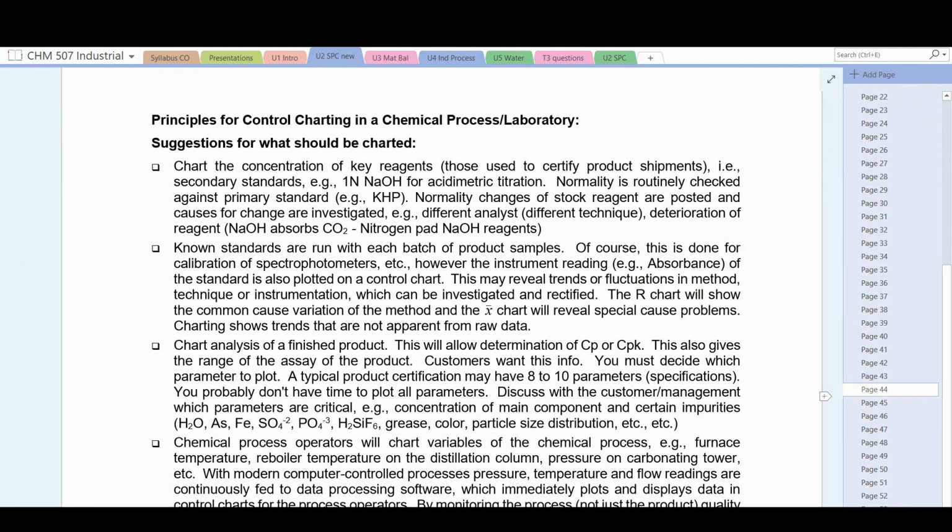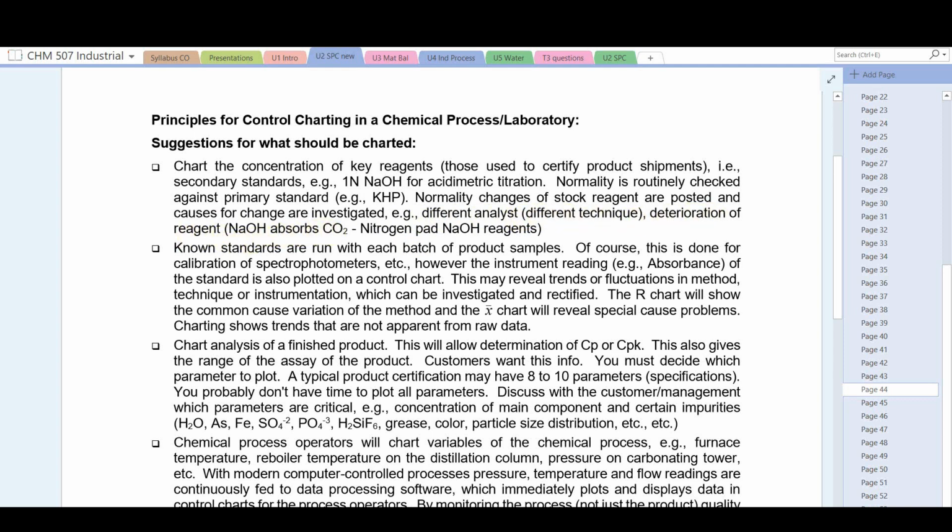Page 44, suggestions for what should be charted. Chart the concentration of key reagents, particularly those that are used to certify product shipments. For example, secondary standards like 1 normal NaOH for acidometric titrations. We did this a lot at work. Normality is routinely checked against the primary standard like KHP. Any normality changes in the stock reagent are posted and causes for change are investigated. Might be a different analyst, different technique, deterioration of the reagent.